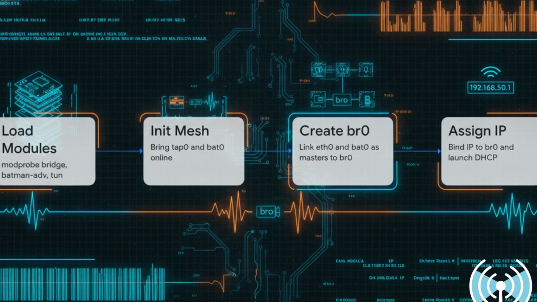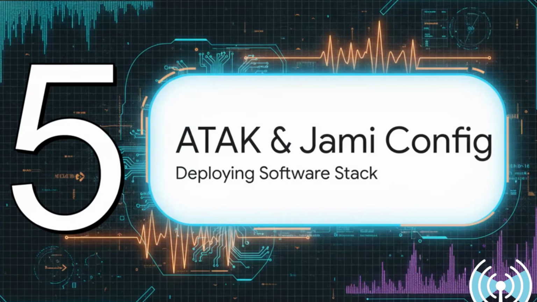We'll call it BR0, and assign both your physical ETH0 and your mesh BAT0 as masters to it. Finally, bind a static IP address, like 192.168.50.1, to that bridge and launch your DNS mask service. Boom! Your command line configuration just transformed a standard radio into an automated gateway that feeds IP addresses to any connected phone.